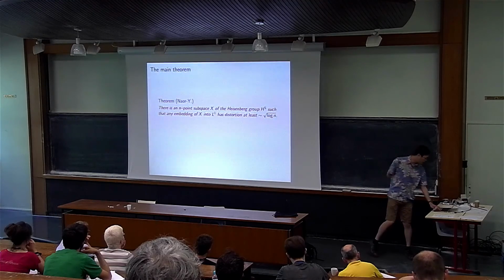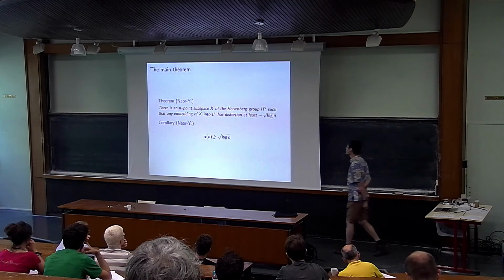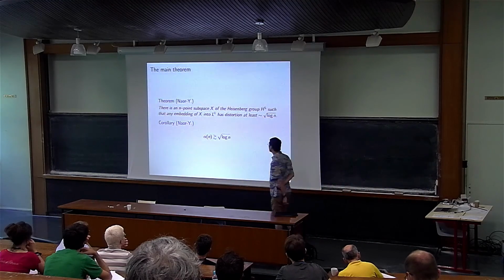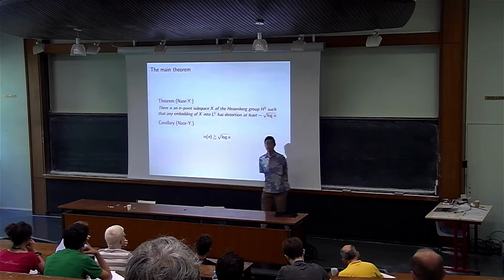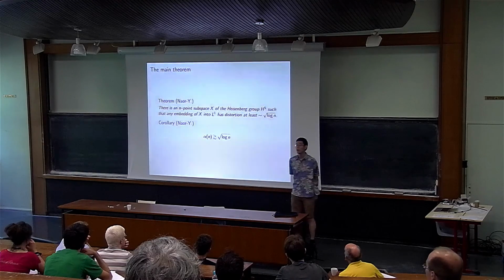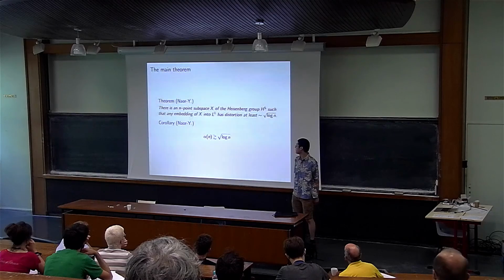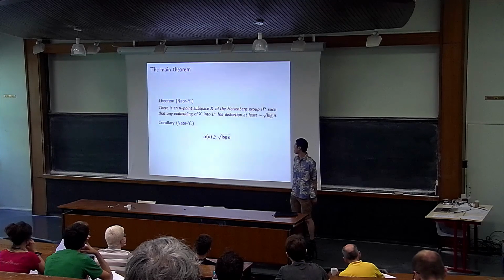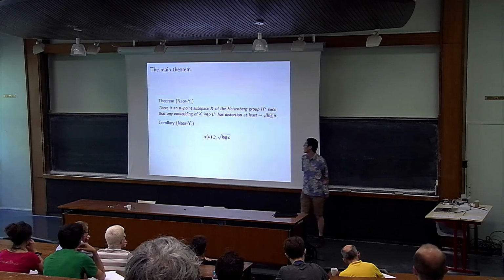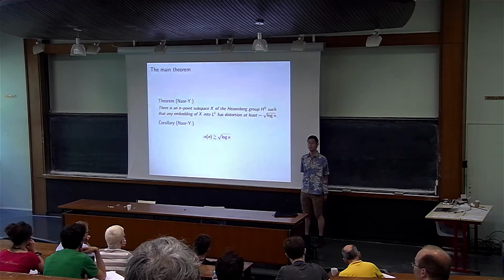And so consequently, the Goemans-Linial integrality gap has to be at least on the order of root log n. And remember on the previous slide, we had an upper bound that it was at most root log n times log n. So this gives us the sharp exponent on the growth of the Goemans-Linial integrality gap. Okay?